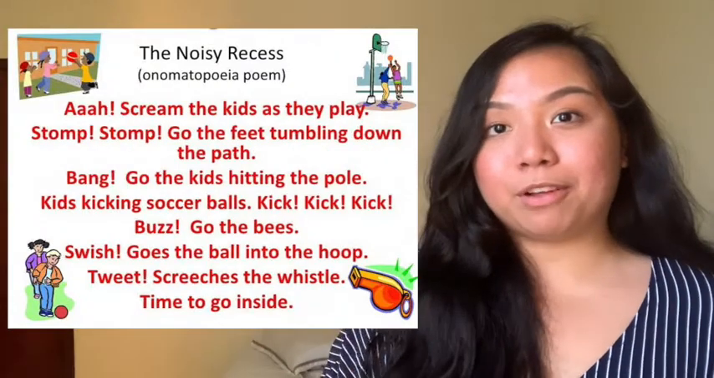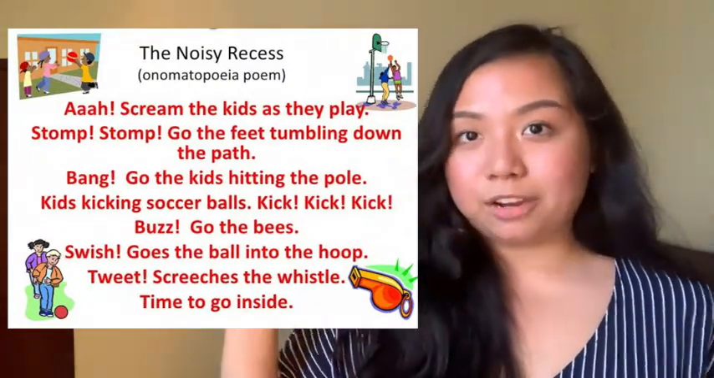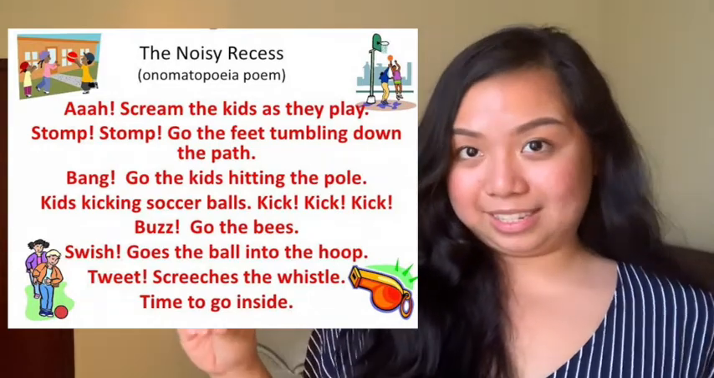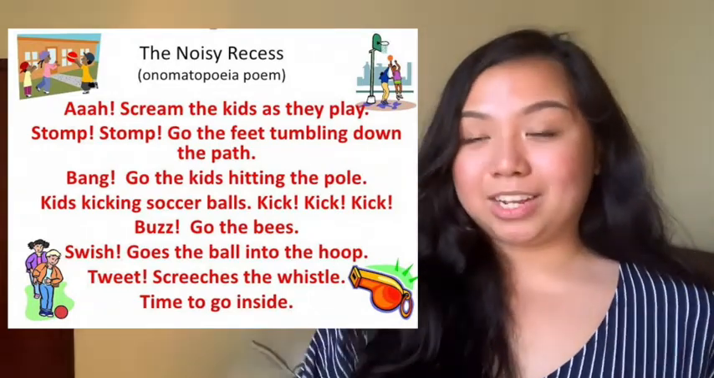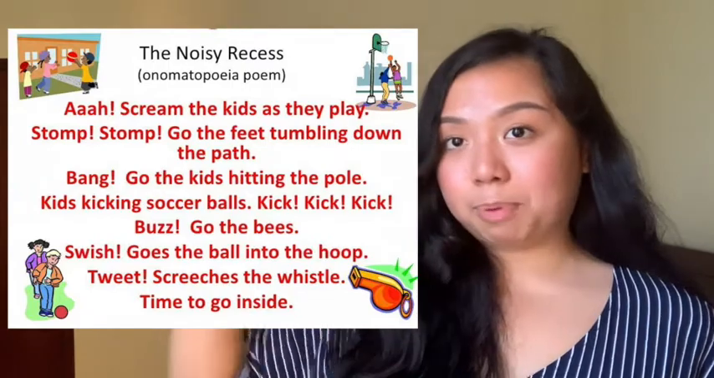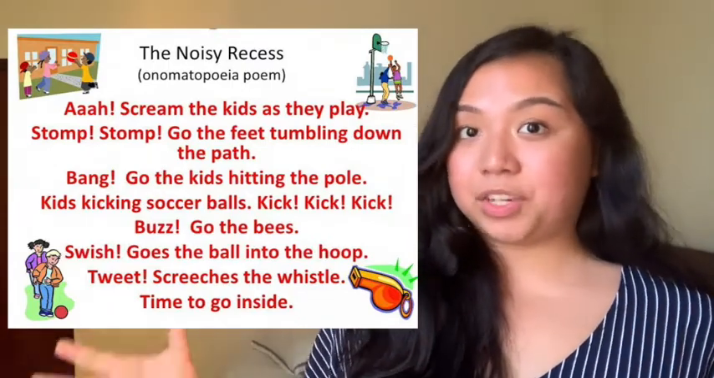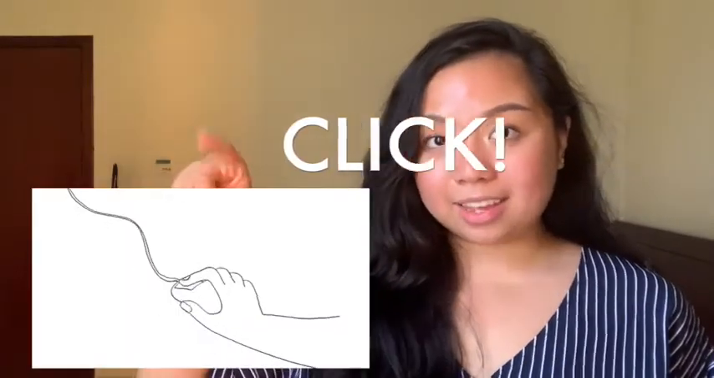So this is an example of an onomatopoeia poem. Instead of just writing individual sentences, we are putting them together using one thought. And this poem is all about the noisy recess. So here are some more examples of onomatopoeia sounds that you can use in your poem writing. Click, buzz, pop, roar.